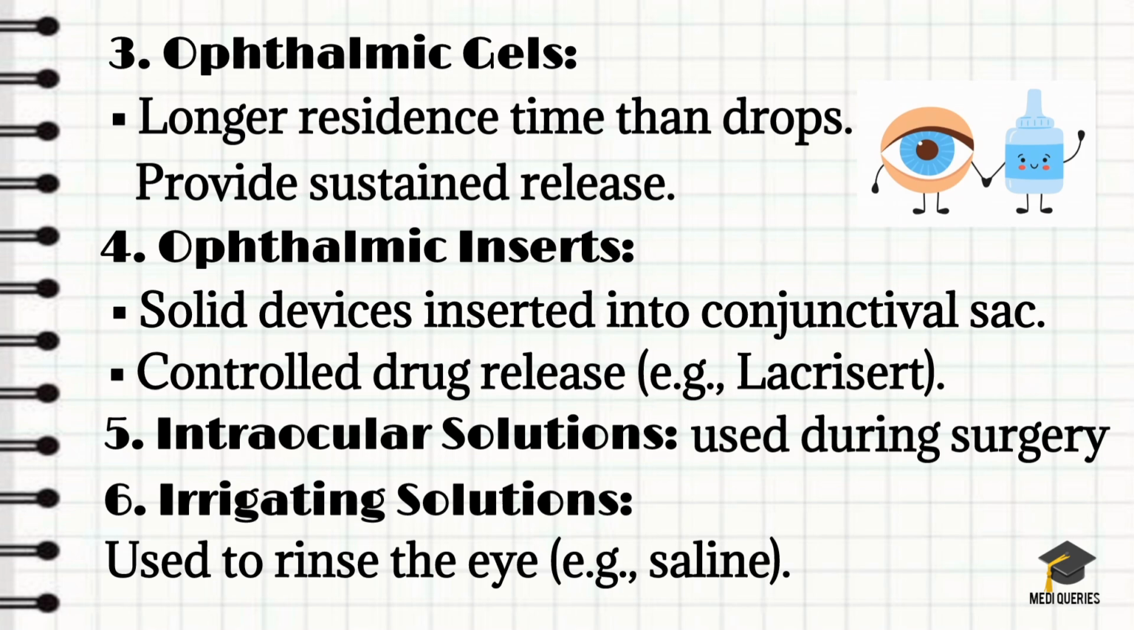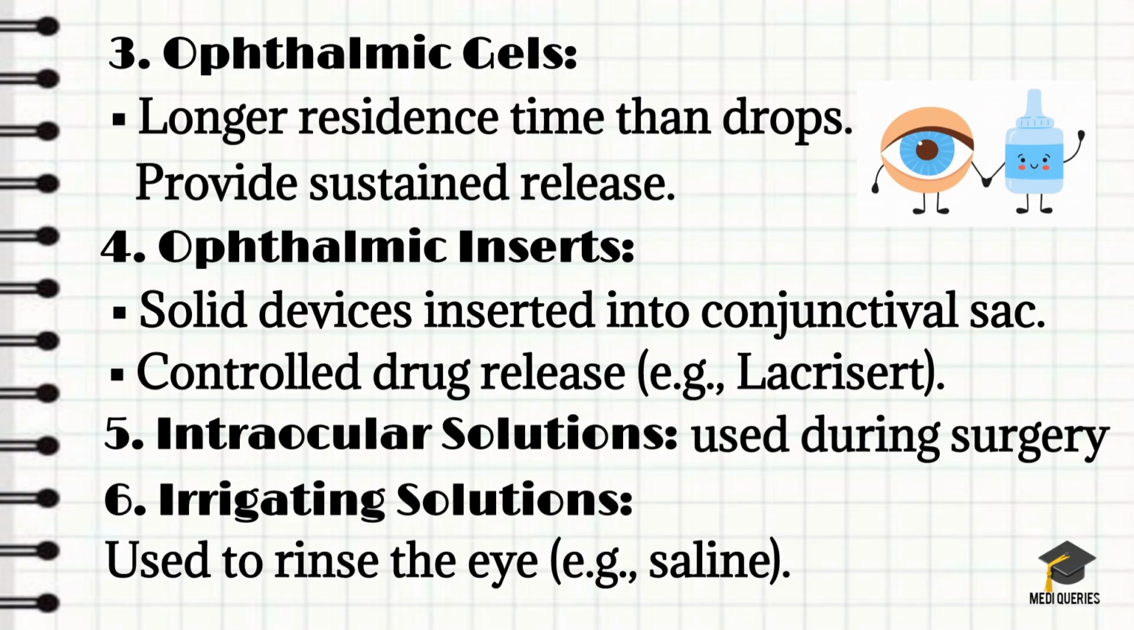And the next one is the intraocular injections, like injectable solutions. These are injected directly into the eye, like by intravitreal, intracameral or subconjunctival routes. They are used for serious eye diseases like macular degeneration and endophthalmitis.